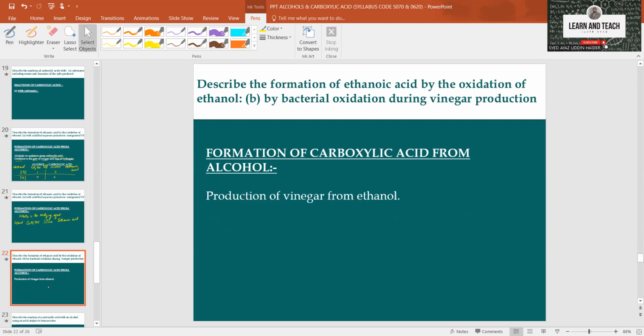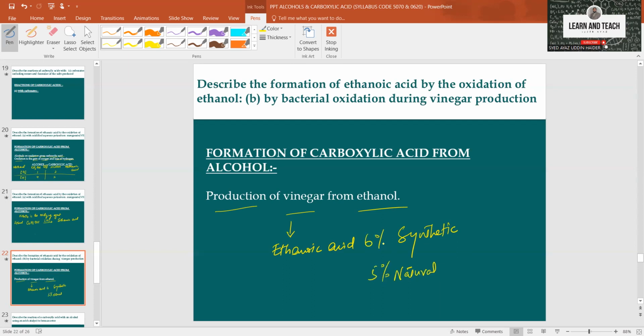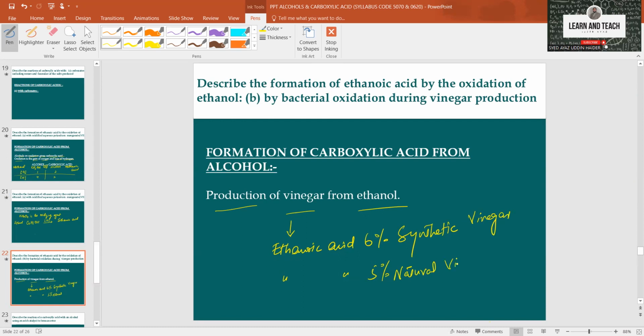The application for this reaction is that you can make vinegar from ethanol. Vinegar contains ethanoic acid. So there are two types of vinegar. We have synthetic and the other one is natural. The natural vinegar contains 5% of ethanoic acid. But in synthetic, it's 6%. That's the difference between synthetic and natural vinegar.